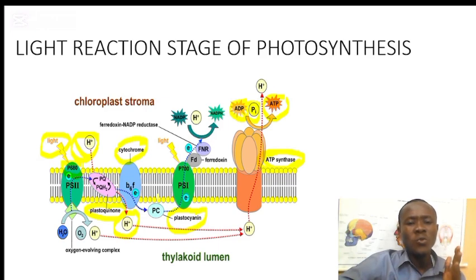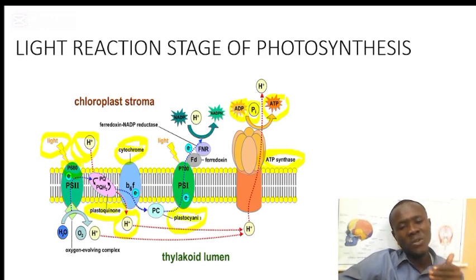Now back to our point where we were talking about electrons moving along this electron transfer chain, on which we have the carrier molecules, which I name as plastoquinone, cytochrome complex, and plastocyanin.